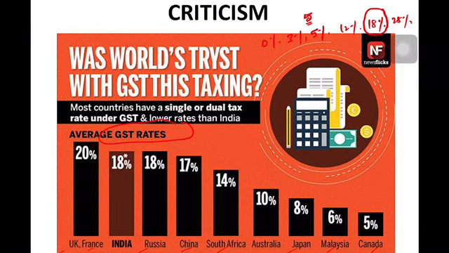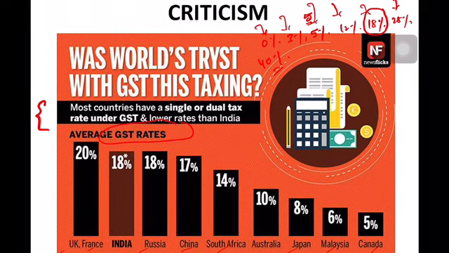The average GST rate in India, for the largest number of goods, is 18%. But if you compare with other countries, most of them have a lower tax relative to India. Apart from that, most countries have a single or dual tax rate under GST, which is lower than India. But in India, look, we have 1, 2, 3, 4, 5, almost 6 rates. Even in GST, we said up to 40% tax can be imposed. We are saying GST is one tax, but within that tax we are bringing different rates. So that is one criticism.